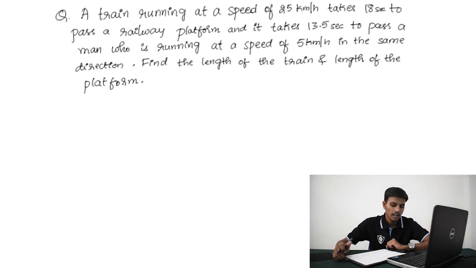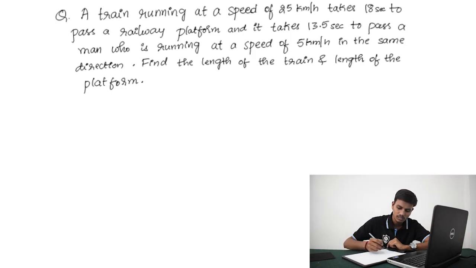Next question. A train running at a speed of 25 km per hour takes 18 seconds to pass a railway platform, and it takes 13.5 seconds to pass a man who is running at a speed of 5 km per hour in the same direction. Find the length of the train and the length of the platform.